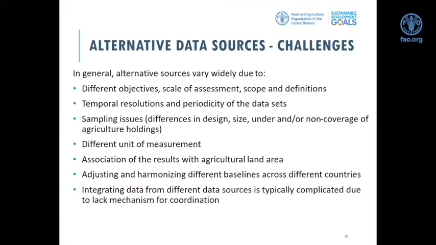Now, the use of alternative data sources to report on the selected indicator of 2.4.1 may seem intuitive, cost-effective, and very appealing and attractive. However, both technically and operationally, it is not as straightforward and involves several challenges to be addressed before its use. So many countries have been saying, we want to use our existing sources of information, but how can you use the existing sources of information? Then it becomes really very complicated and challenging.